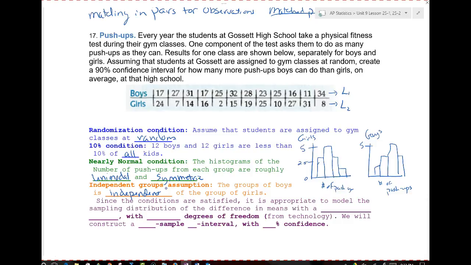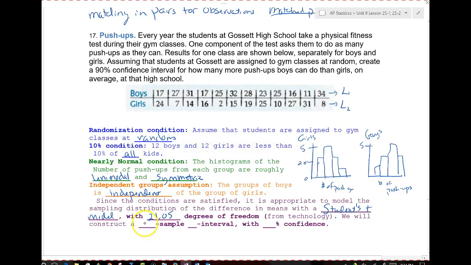Since the conditions are satisfied, it's appropriate to model the sampling distribution of the difference in means with a Student's t model. So we have our Student's t model with how many degrees of freedom? Well, this is from technology, so we actually have to run the test and come back to it, but just to save us time, if we do a test right, it's going to be 21.05 degrees of freedom.